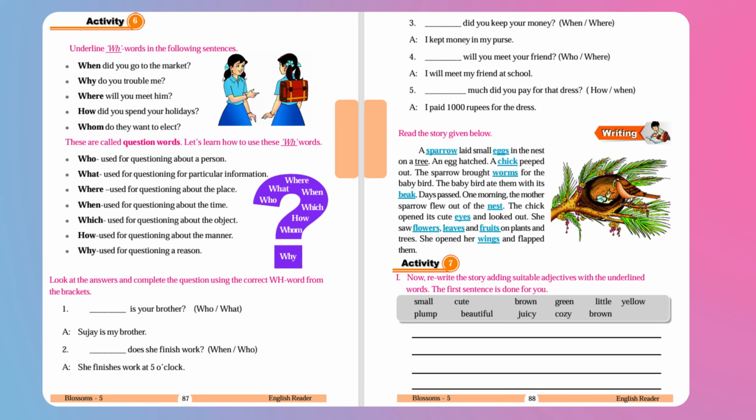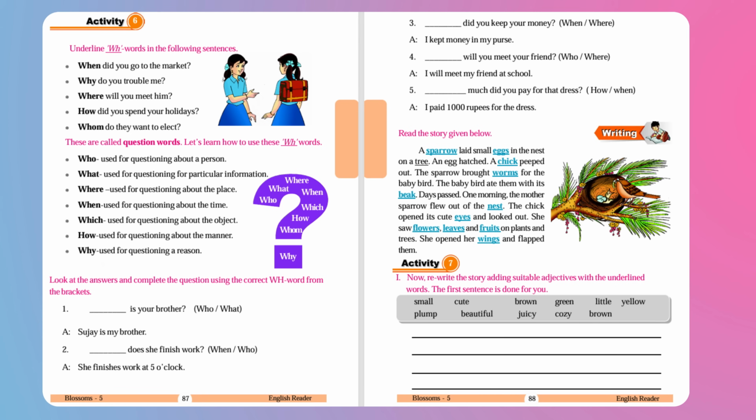Now, activity 7, which is there in page number 87 and 88, understanding questions and answers. Now, let's look at the activity in our textbook. This activity asks us to complete questions by choosing the correct WH word from the brackets based on the answer given. This is a great way to practice. Remember, the answer gives us a big hint about which WH word to use. Now, look at that.